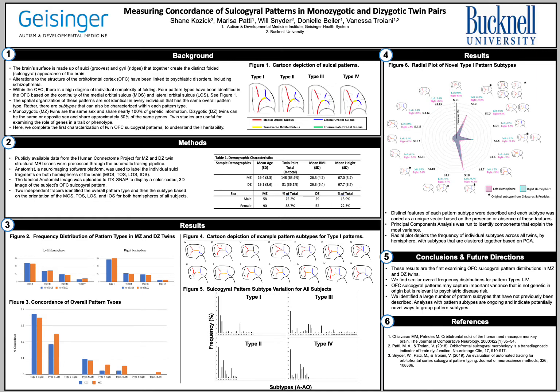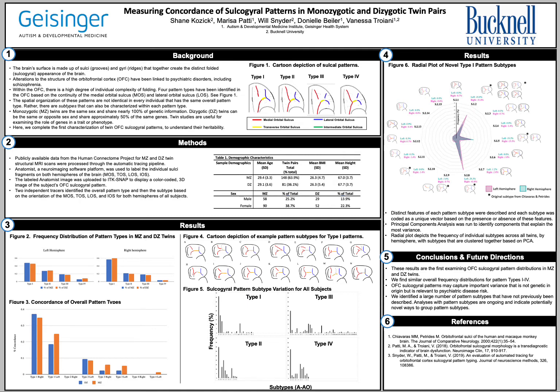Figure 4 depicts 14 cartoon trace subtypes that exist within type 1 pattern. All the subtypes are characterized as type 1 because they have a discontinuous MOS and a continuous LOS. However, the orientation of the other sulci within the subtypes differ with respect to each other. We identified a large number of pattern subtypes that have not previously been described in this study. We continue to identify new subtypes that don't fit into the initial subtypes described in the seminal paper.